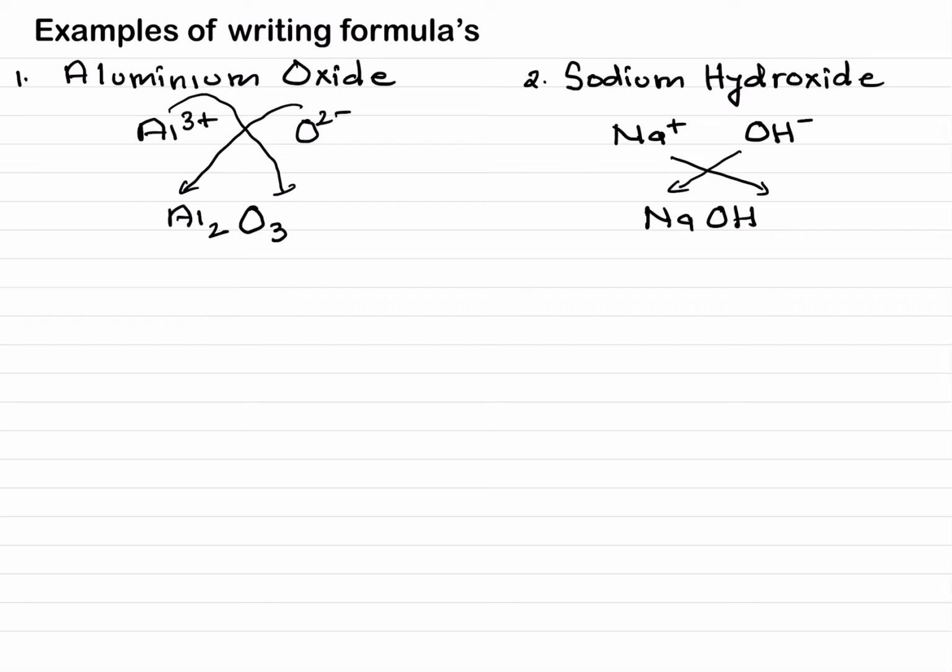Let's move to the third one, magnesium chloride. Magnesium chloride. So let's write the correct symbol, Mg, and chlorine is Cl minus, chloride in fact. So Mg has a charge of 2 plus.